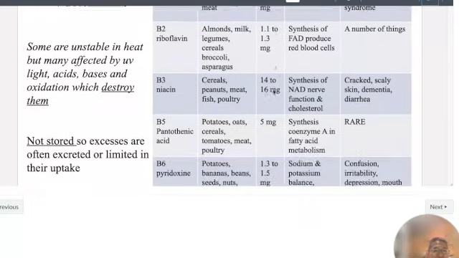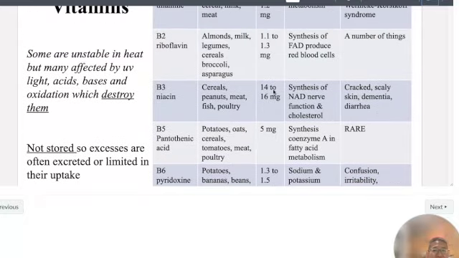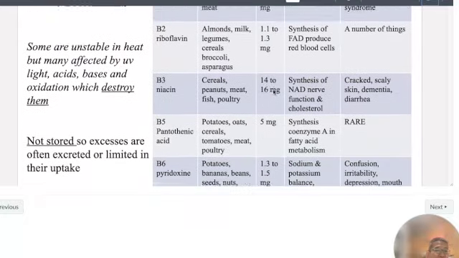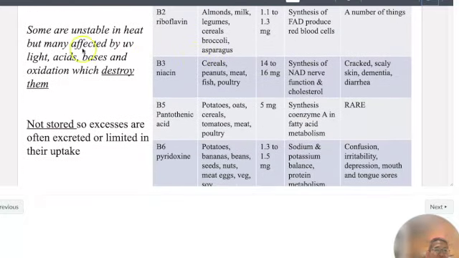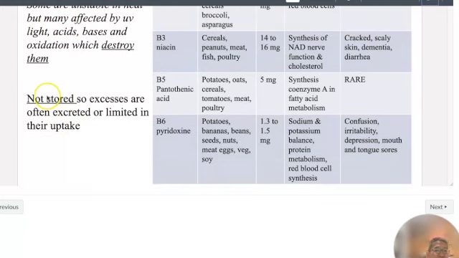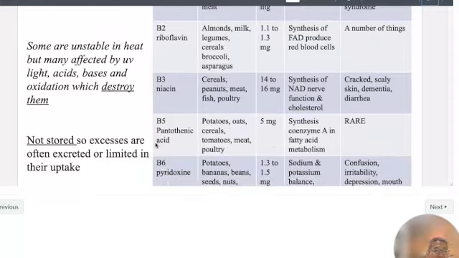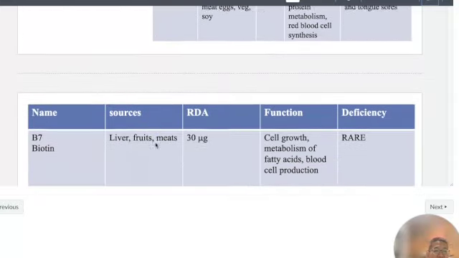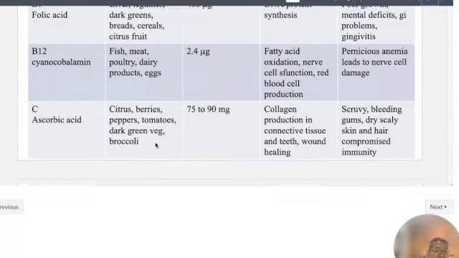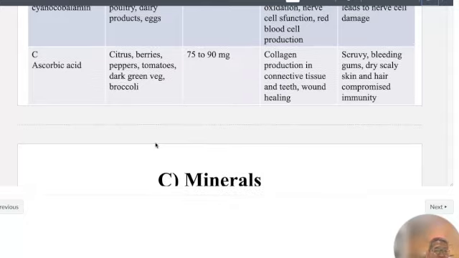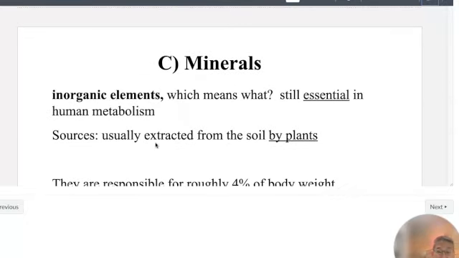Water soluble, got all these B vitamins. Okay. Some are unstable in heat, may be affected by UV light. Not stored, so excess is often excreted or eliminated. Okay, so you can look at all the B vitamins. Okay, and vitamin C.